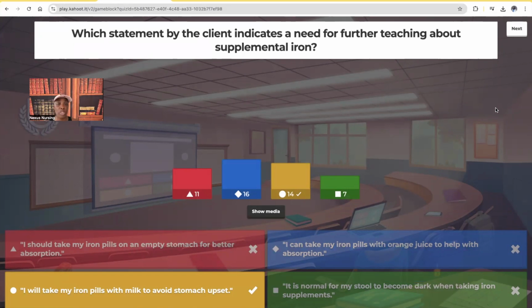Whenever something asks you which one needs further teaching, which one needs clarification, which one needs follow-up, which one would you question? What they're really asking you is which one is the wrong answer choice. And the wrong answer choice is I will take my iron pills with milk to avoid food upset. You better not. Why? Because calcium decreases the absorption of iron.